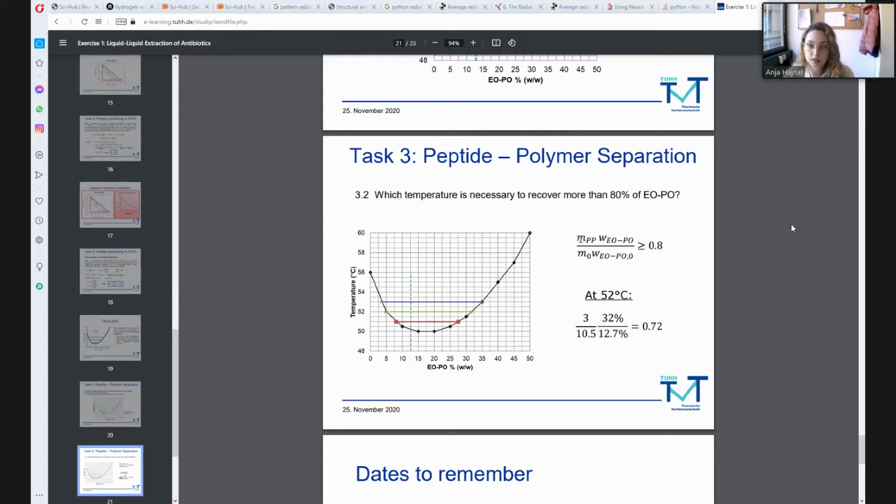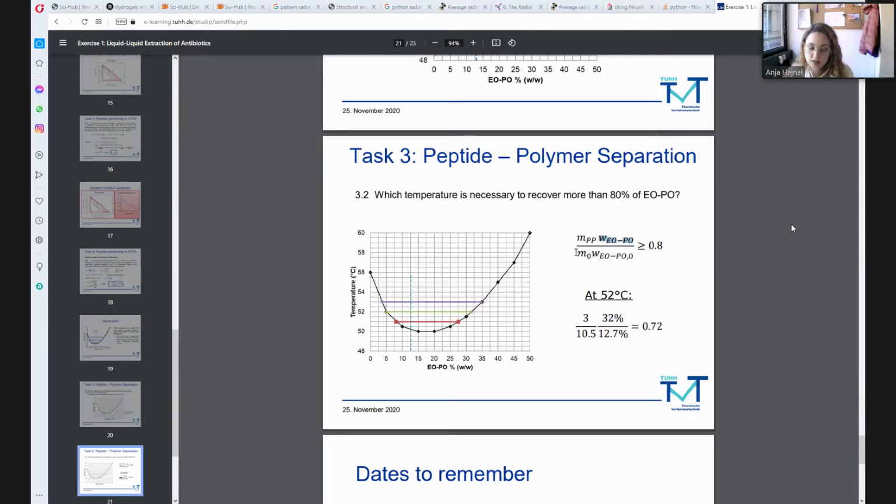So what we have, how we can calculate the mass in the extract phase, is the mass of this phase times the fraction of the EOPO in the polymer rich phase over the mass of the initial solution times the mass fraction of EOPO in the initial solution. We know this, it's again 12.7, this is what we already said. This value we read from the diagram. As I told you, on the right side is the polymer rich phase, and we read that it's around 32% here. We are looking at 52 degrees at the green line.